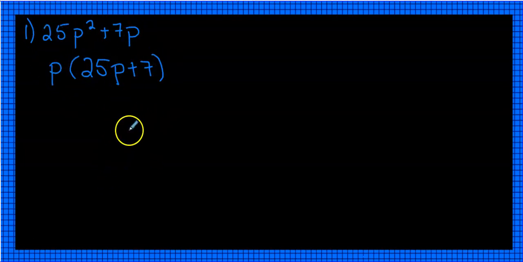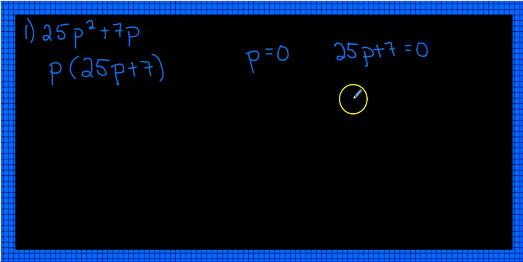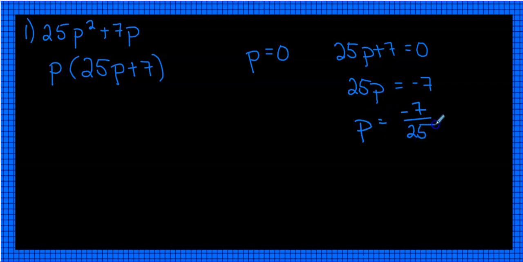If you were asked to find the zeros, though, you would take each of these factors and set it equal to 0. So I would set up p equals 0. So 0 would be one of the zeros. And then I would set up 25p plus 7 equals 0. And then I would just solve for p. So 25p would equal negative 7, divided by 25. P would equal negative 7 25ths.